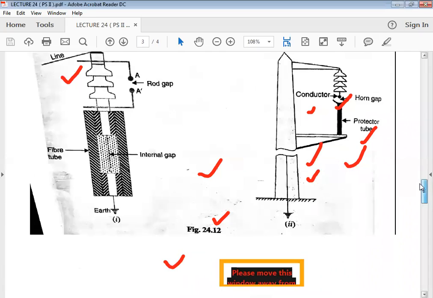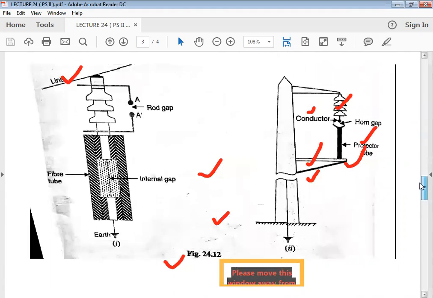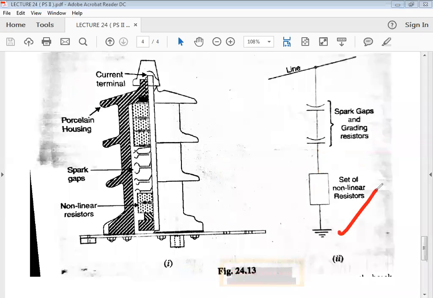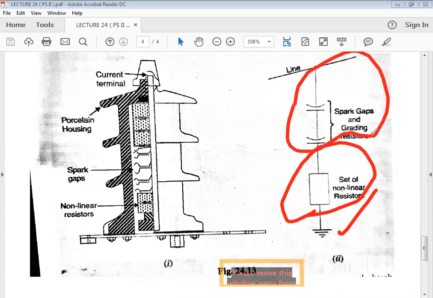particular diagram for the line type valve type arrestor. The diagram shows the equivalent circuit on the right hand side. It simply consists of a set of non-linear resistors with a spark gap connected in series. One end is connected to the line and the other end is connected to the earth. Non-linear resistance means when the current increases, the resistance decreases, and when the current decreases, the resistance increases.